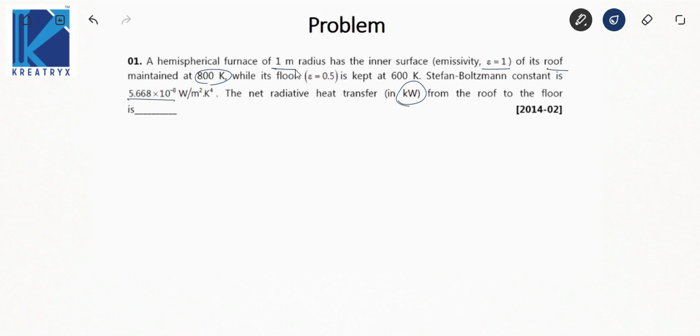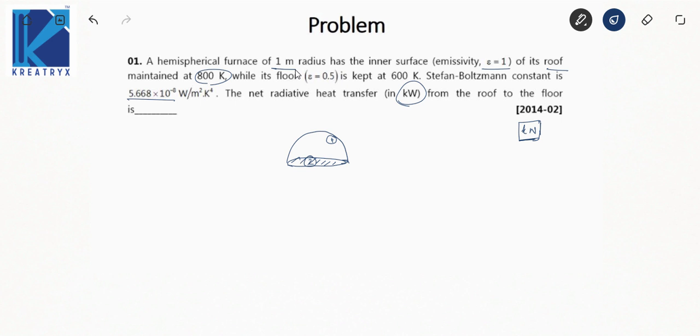Be careful to mention the answer in kilowatt, so write at the top of your notepad that you have to write the answer in kilowatt. From the roof to the floor. Hemispherical cavity, let's draw a rough hemisphere. Let this surface be 1 and this flat surface be 2. Net radiative heat transfer from the roof to the floor.